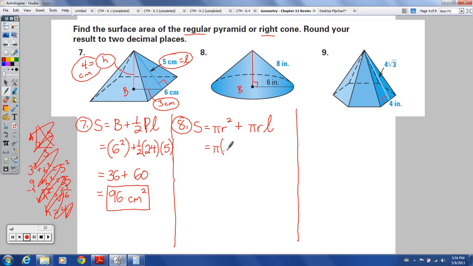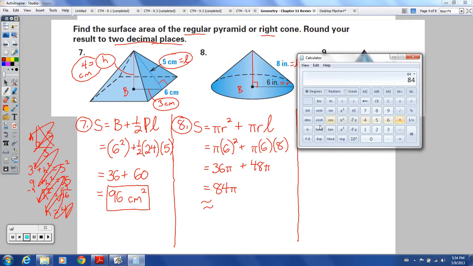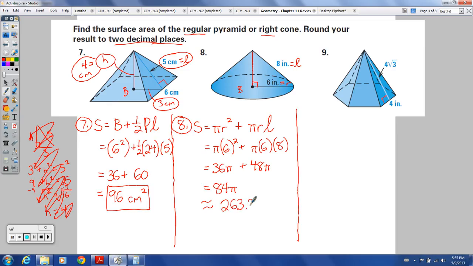So I'm going to do pi times 6 squared plus pi times 6 times, this is my slant height right here, my L value right there, this is my radius right there. So times 8. This would be 36 pi. This would be 48 pi. Put those two things together, and it said to round to 2 decimal places here, so let's get it in terms of pi first. This would be 84 pi. That looks familiar. That's what I had over here. Plugging this into a calculator, though, 84 times pi. It's going to give me 263.89 rounded off. This would be in inches squared. Surface area.